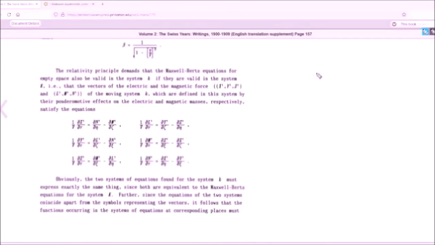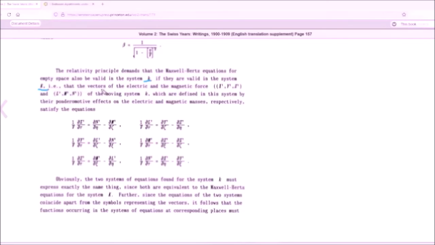Let us now follow the rationale of Einstein's application of relativity on the motion of electric charge in an electromagnetic field. The relativity principle demands that the Maxwell-Hertz equations for empty space also be valid in the system k. k is a moving system. In other words, if you are applying Maxwell equations in the rest frame capital K, they have to be valid also in the frame that is moving with the electron.